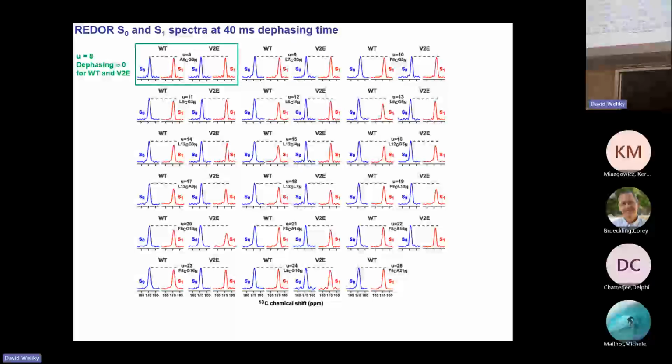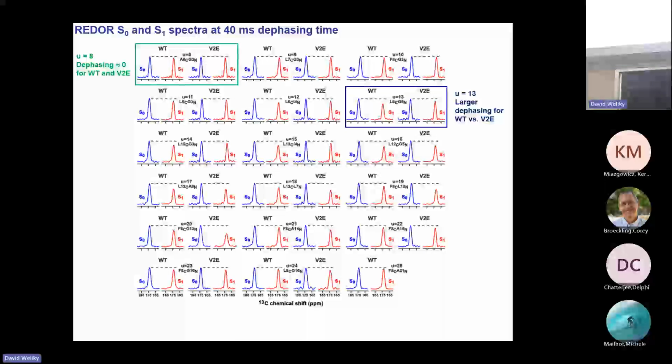So again, besides making all the samples, another heroic and really important part of their work was to obtain really high signal to noise data, and you can see how good it is. I'll just guide you through qualitatively what we learned from some of these data. So we'll start with the U equal 8. You can see there's very little dephasing for either wild type or B2E. So just qualitatively, that means we don't have very much population of registries near T equal 8.